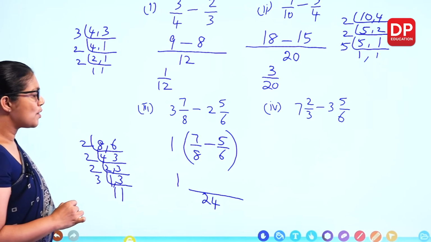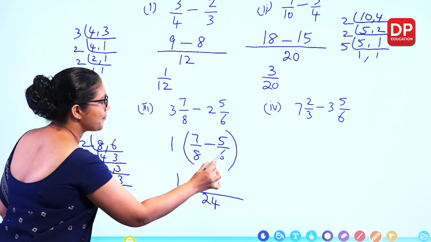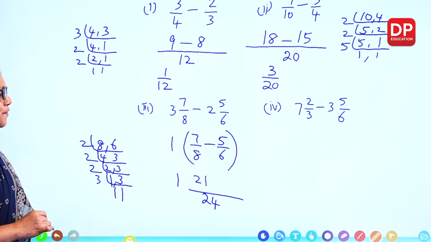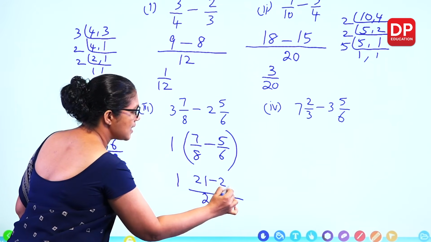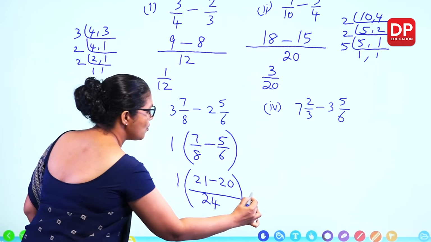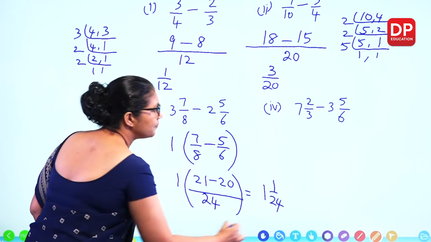How many 8s for 24? 8 times 3. 3 times 7 is 21. 6 times 4 is 24. You multiply by 4. 5 times 4 is 20. So what's the answer? You get 1 and 1 over 24.